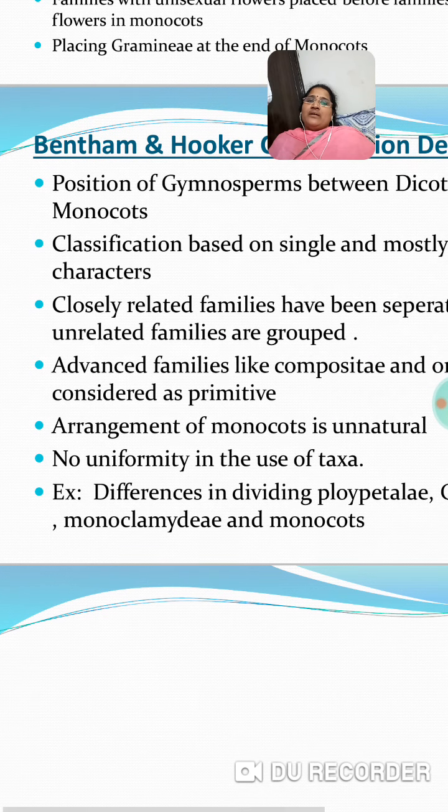And then the monocotyledons' position is considered unnatural. Also, while using the taxa, that is, levels. In the previous video lessons, in the initial stages while describing taxonomy, I told you what taxa are. Taxa means ranks or stages or levels of the classification. Any stage or level or rank is called a taxon. So in the use of taxa, Bentham and Hooker didn't give any uniformity. That is the demerit here.